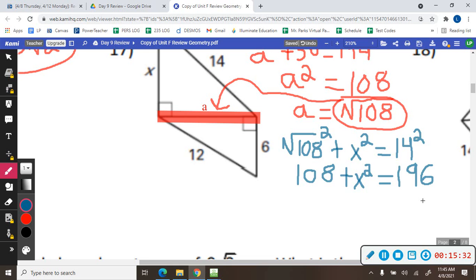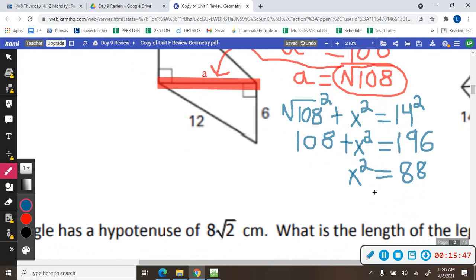I take 196 minus 108, and I get 88, so x squared equals 88. Take the square root of both sides, and I get x equals the square root of 88. You could either simplify that or write it as a decimal, depending on what the question's asking. I'm going to leave it as square root of 88 just for sake of time.